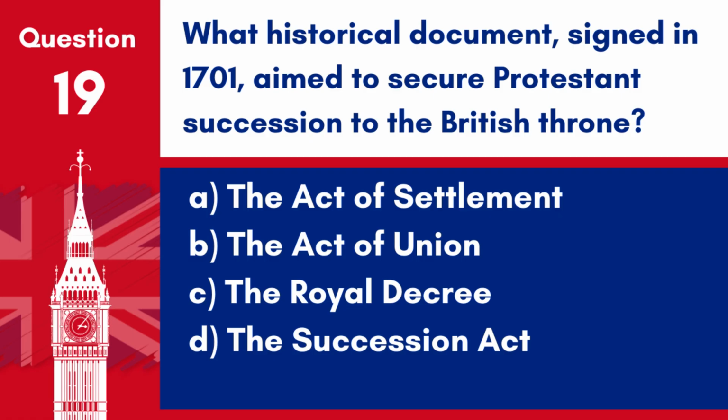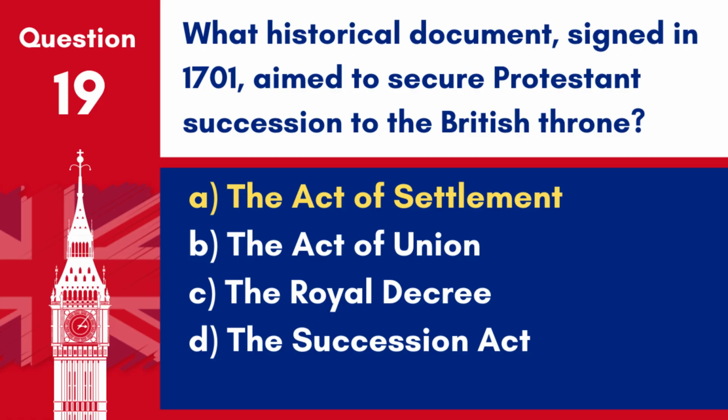Question 19. What historical document, signed in 1701, aimed to secure Protestant succession to the British throne? A. The Act of Settlement. B. The Act of Union. C. The Royal Decree. D. The Succession Act.